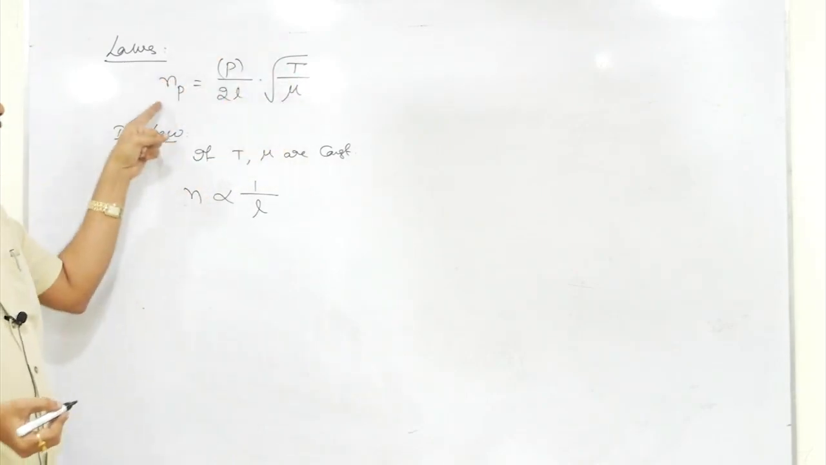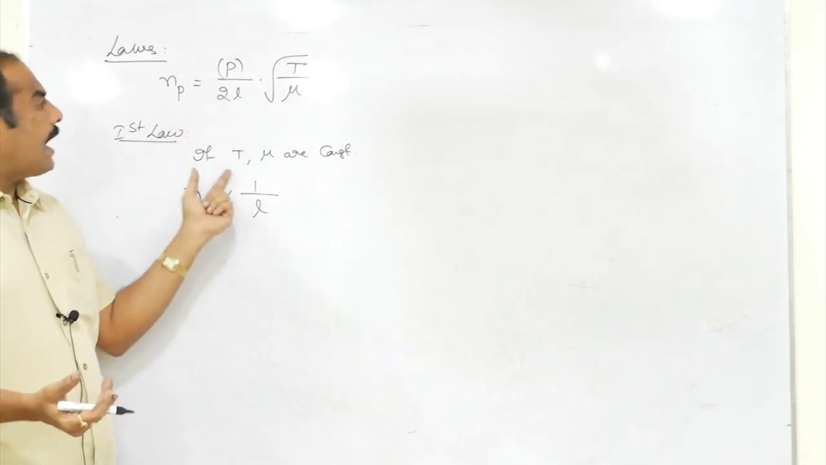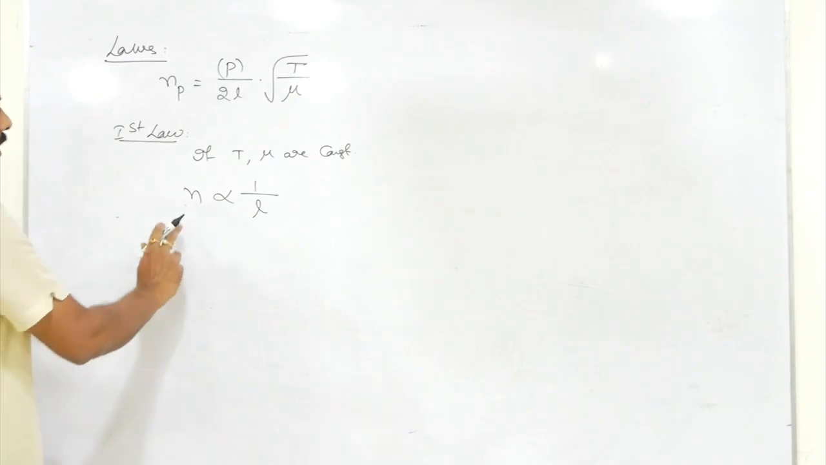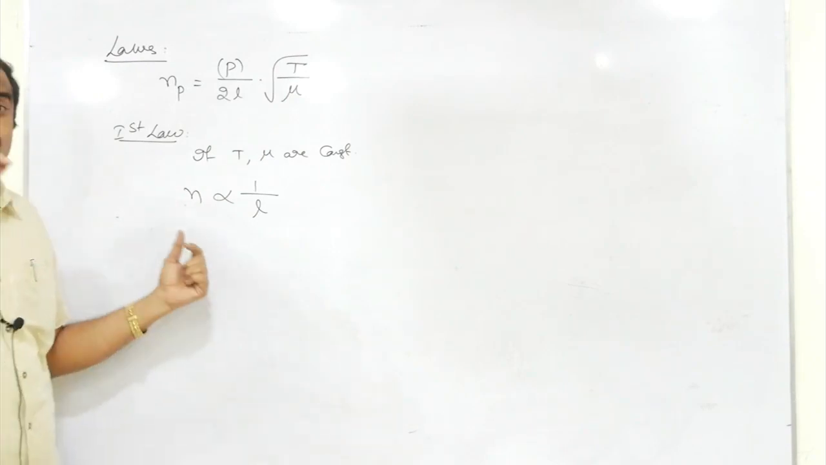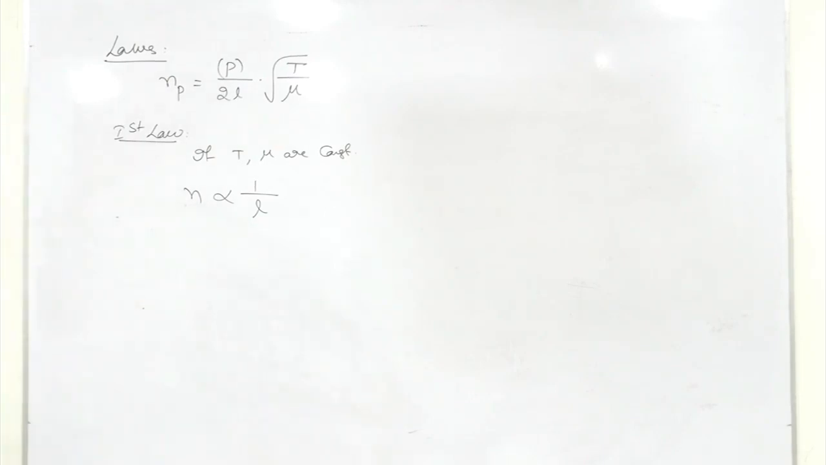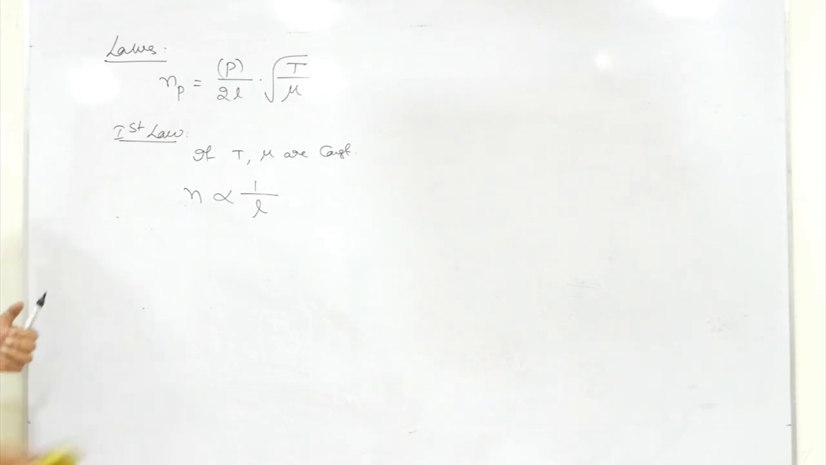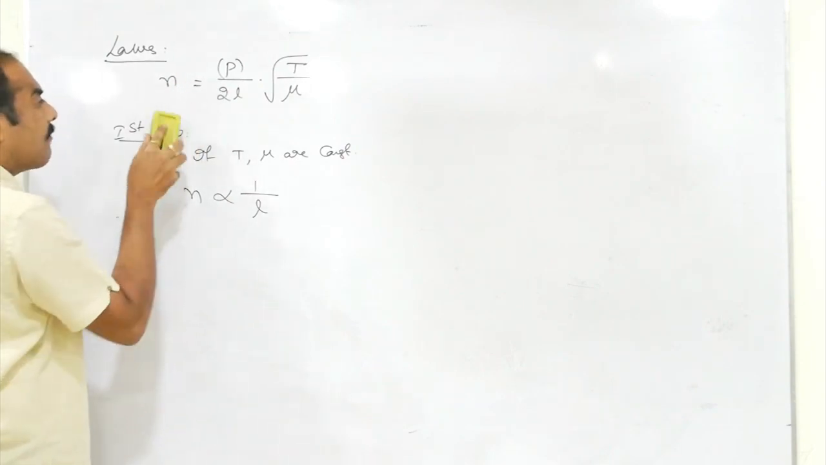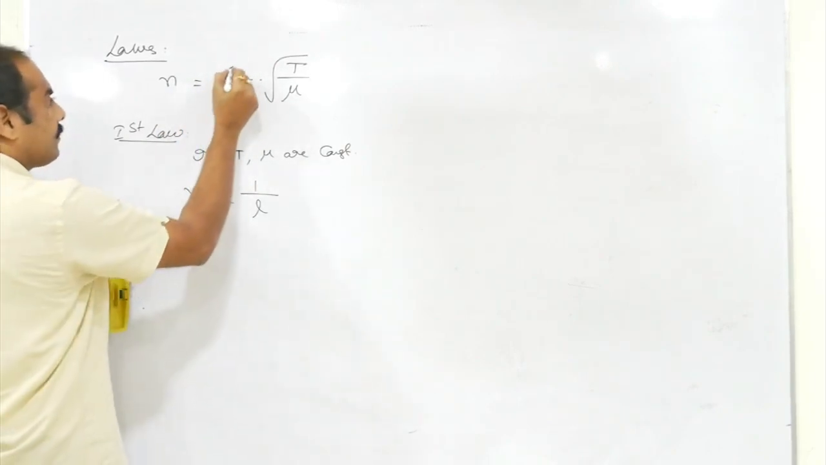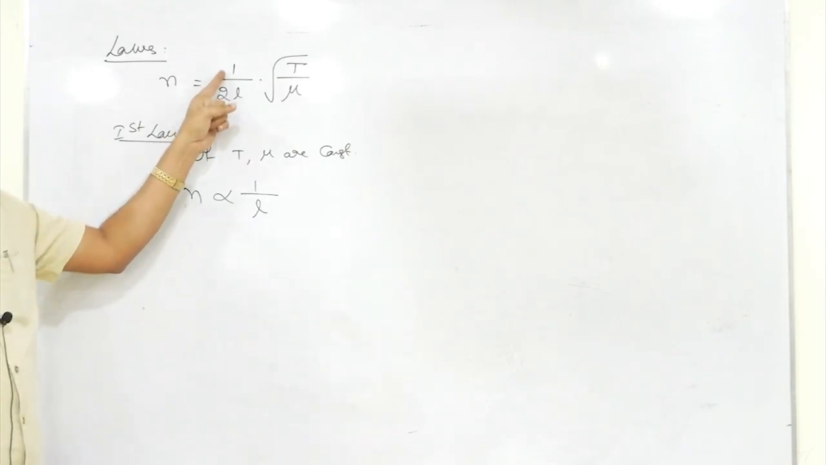Here in this expression, P is a number of loops, it's a constant. 2 is a number, and we are maintaining tension and linear density also constant. So the frequency of a stretched string vibrating in one segment means if the string vibrates with one segment, what can you write in the place of P? In the place of P, we can write 1.